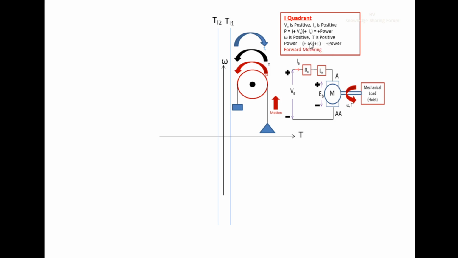And the power P equal to omega into T is nothing but the power. Therefore positive power. Whenever you obtain a positive power, that will be the motoring mode. And here it is in the forward direction. Because we have assumed this counterclockwise direction as forward, therefore it is forward motoring.